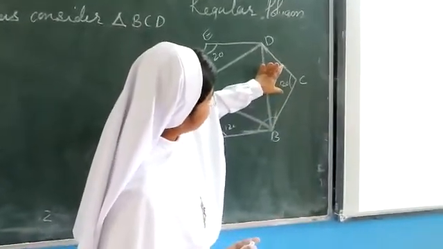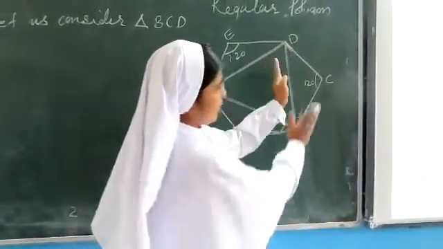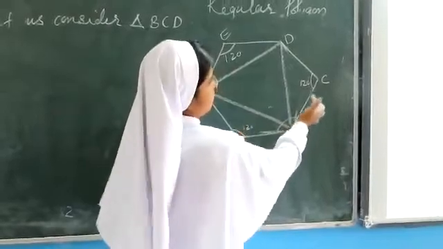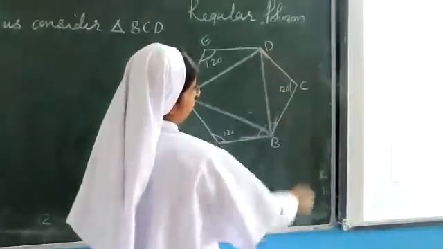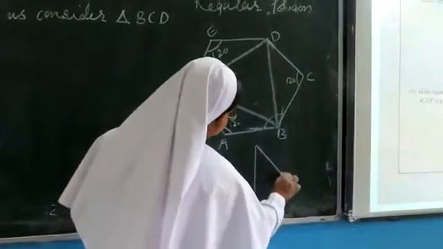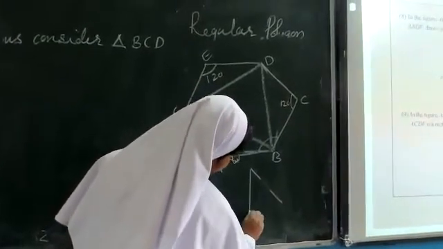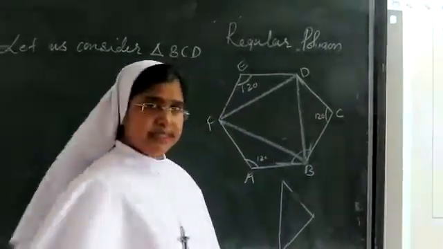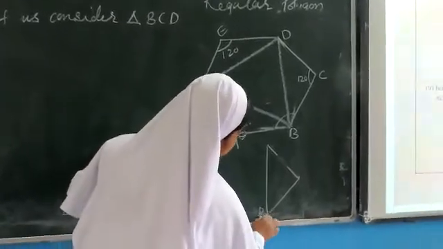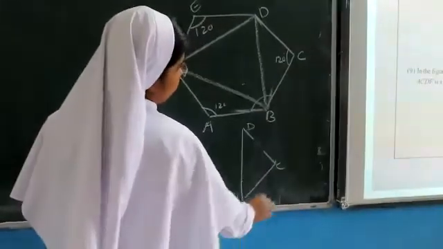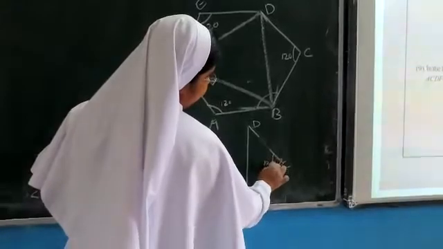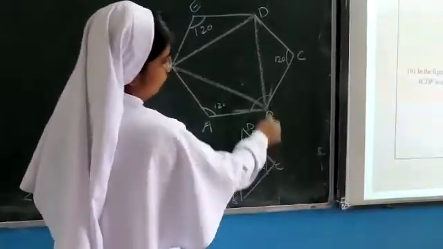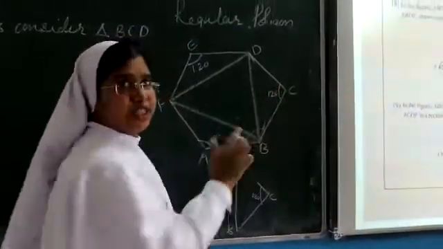I say here in this particular triangle, I am taking only this triangle. Okay? B, C, D. This is a triangle. Okay, you can just look here. Here it is said already 120. And from the figure we know it is an isosceles triangle.